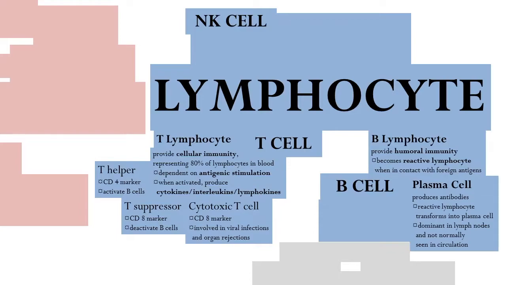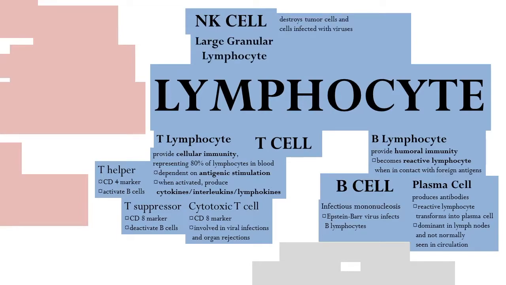What disease infects the B cell and is caused by the Epstein-Barr virus? Infectious mononucleosis. What is another name for natural killer cell, and what is its function? NK cells are also called large granular lymphocytes, and they destroy tumor cells and cells infected with viruses.